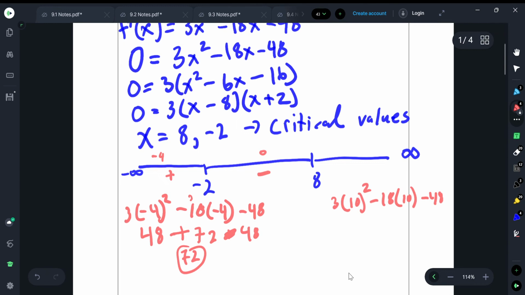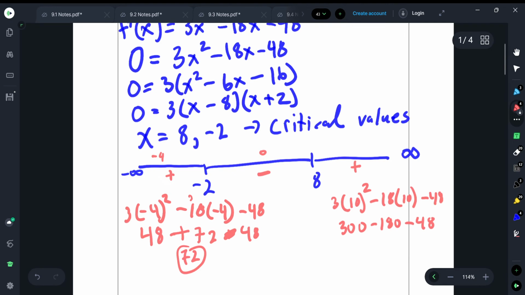Okay, so this is going to be 300 minus this. Whatever the number is, it's going to be positive. So we see that the function increases, and then when it gets to negative 2, it's going to decrease. And then after 2, it's going to decrease. Then when it gets to 8, it's going to change direction.